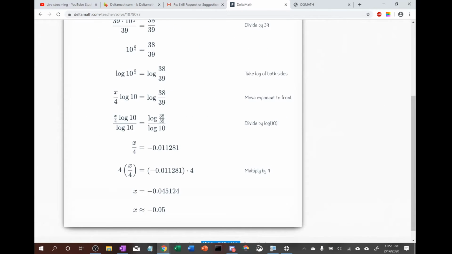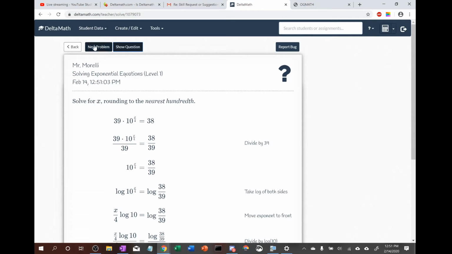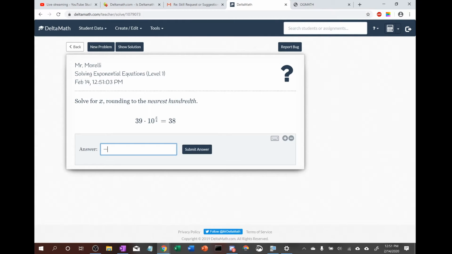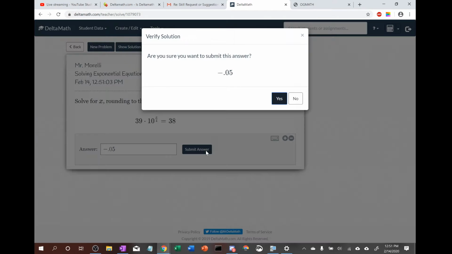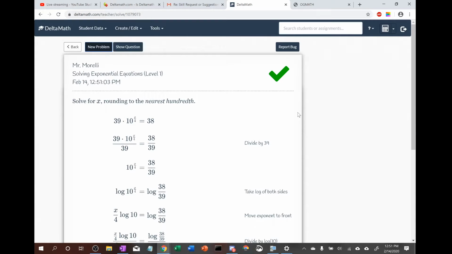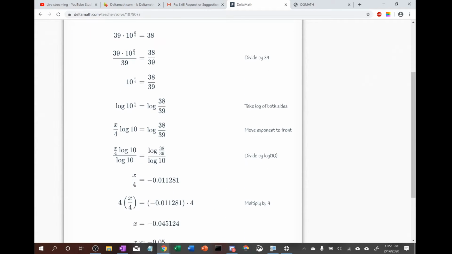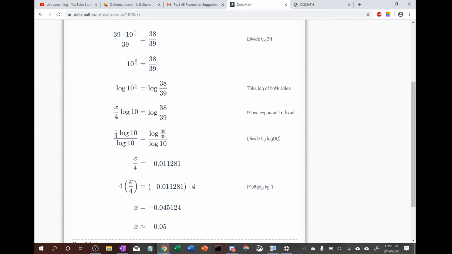Hey! Here, let's show question. So let me type it in. Negative 0.05. Because I'm the teacher. No, you don't have to. We did it, guys. Look at all that work. You just put the answer. It says x is approximately equal to negative 0.05 because we rounded to the nearest hundredth. That's literally the opposite of exactly.